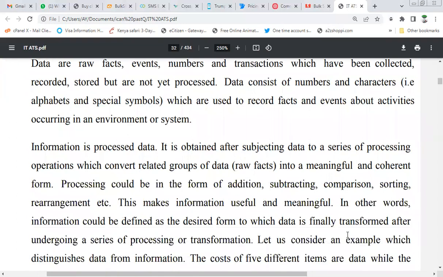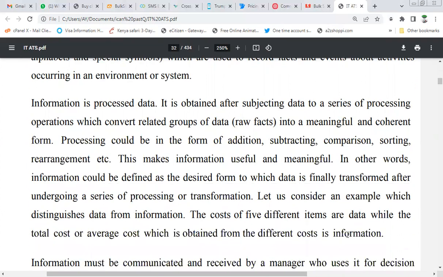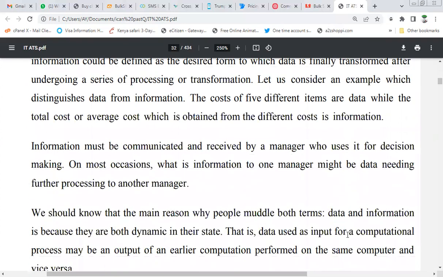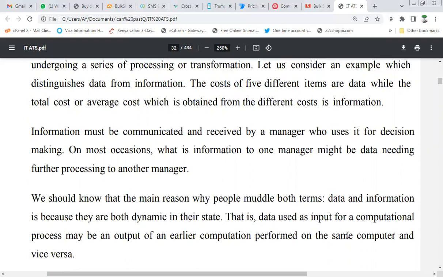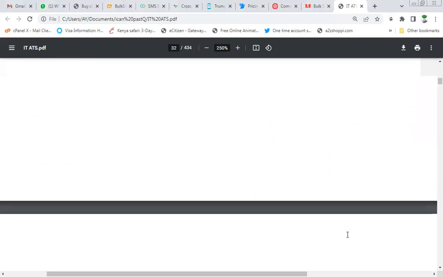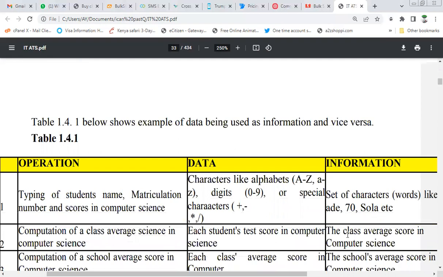Information is processed data. It is obtained after subjecting data to a series of processing operations, which convert related groups of data, raw facts, into meaningful and inherent form. Processing could be in the form of addition, subtraction, comparison, sorting, and rearrangement. So that's just it. Let me read this part. Information must be communicated and received by a manager who uses it for decision making. On most occasions, what is information to one manager might be data needed for processing by another manager. I stop there. So you can go through this table. We won't have time to go through this table.